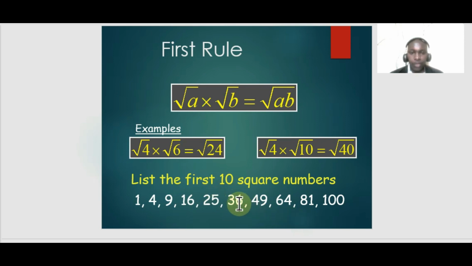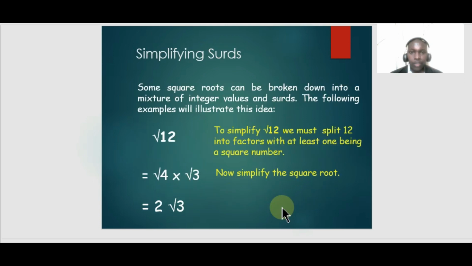This one will be very useful when it comes to simplifying the surds, and that is what I want us to look at, simplifying surds. Now, some square roots can be broken down into a mixture of integer values and surds. The following examples will illustrate this idea.